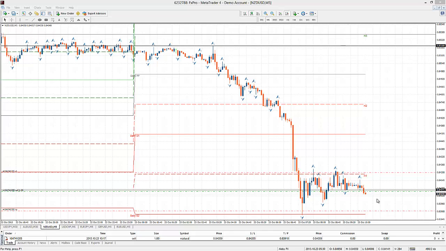There's the working order. So it's 1 pip below the break of this down fractal, stop loss above the up fractal tip, and take profit at the next pivot down, which is daily S2 pivot. You can see the working order there. So we're just waiting to see what happens here. We've had a nice little candle close below this level.